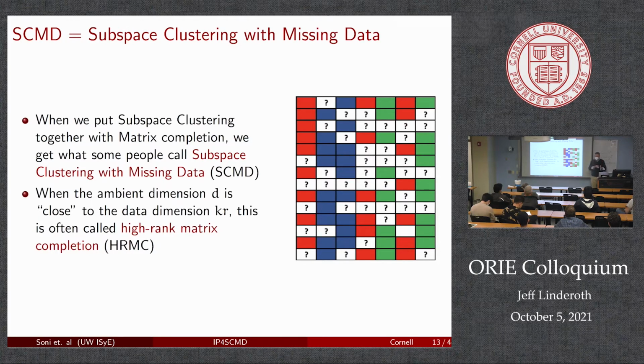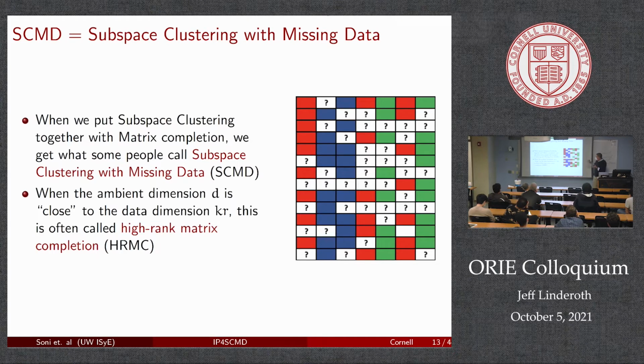All right, so I've told you about subspace clustering, where you know all of the coordinates of the points, and you posit that they lie on a small number of low-dimensional subspaces. And I told you about matrix completion, where we think there's just one low-dimensional subspace, but we don't know all of the data. Subspace clustering with missing data is putting these two things together. And that's really what it is.